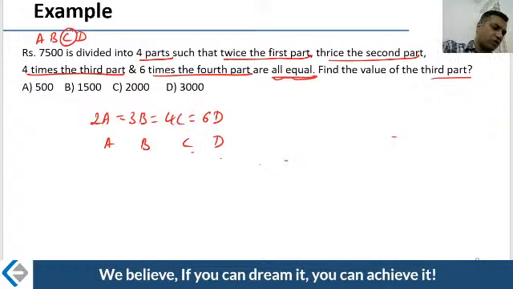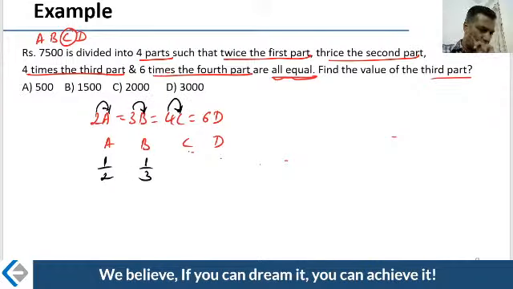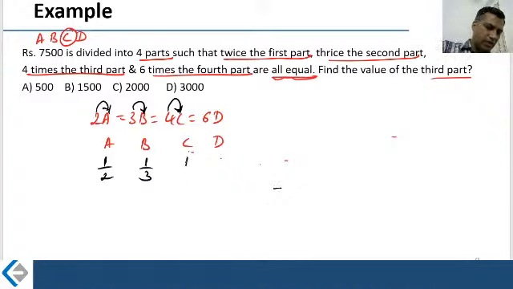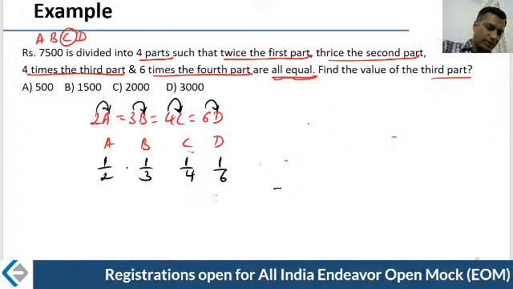Put the numbers in the inverse order. 1 by 2 for A. What about B? 1 by 3. Whatever the coefficients you are seeing, for A, B, C, D you have to put them in the reverse order. That's what you learned in the previous two examples, right? 1 by 4. So what is this? 1 by 6.